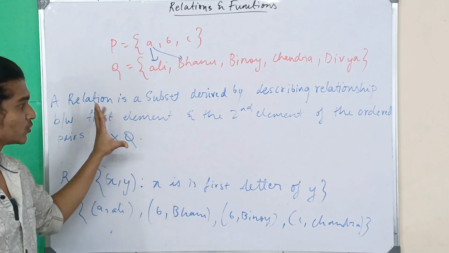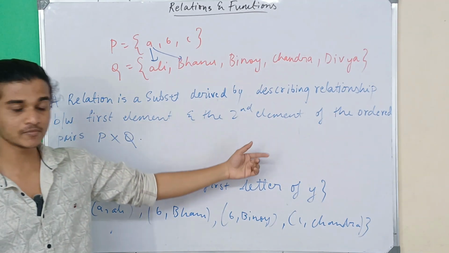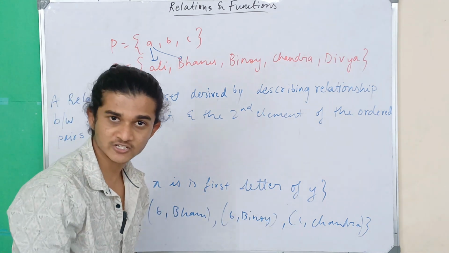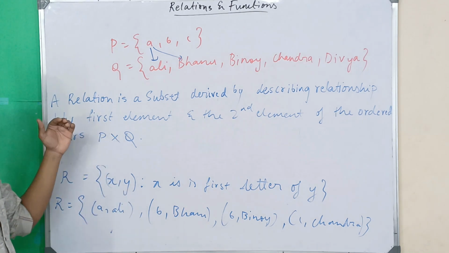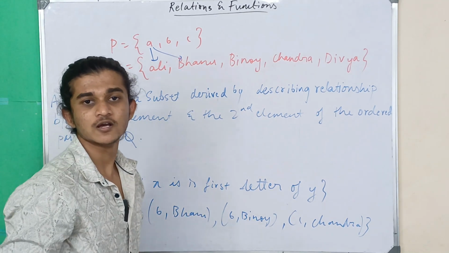So we described P cross Q, we got all the elements. We set up a relationship between the first element and the second element like we did here: x is the first letter of y. We established a relationship, and then all the elements which we got from here were a subset of P cross Q. So this was basically how a relation works.